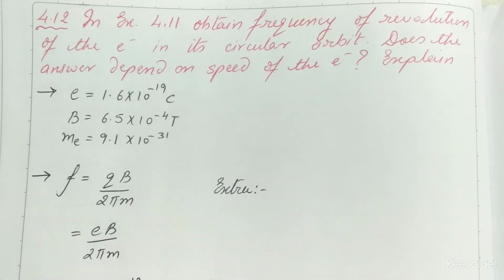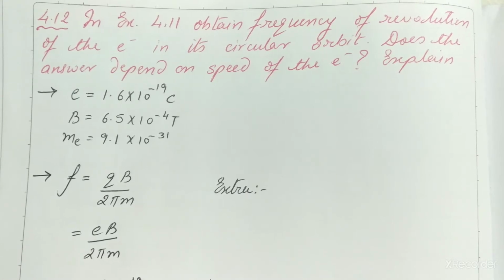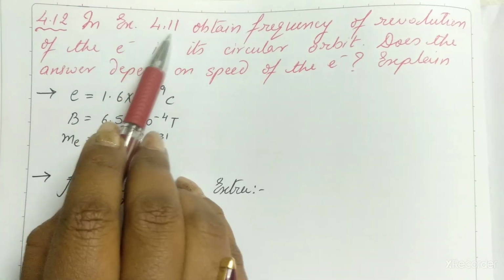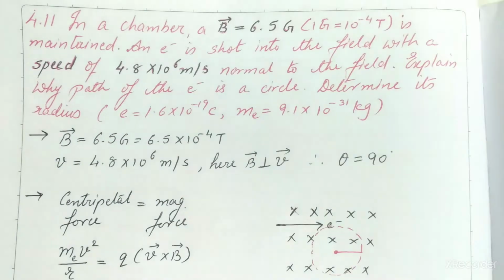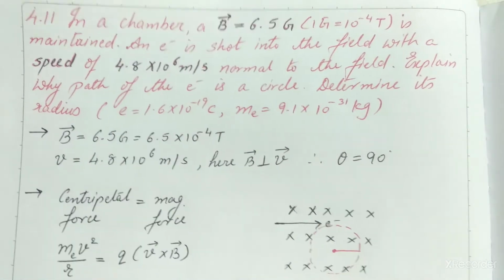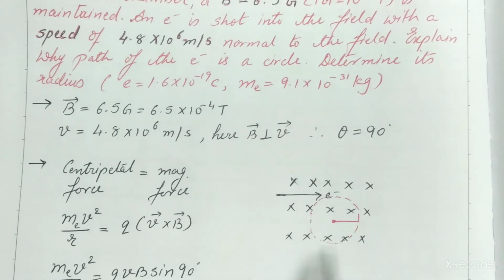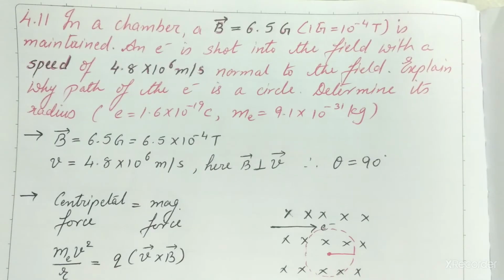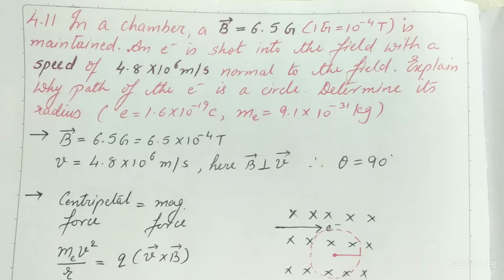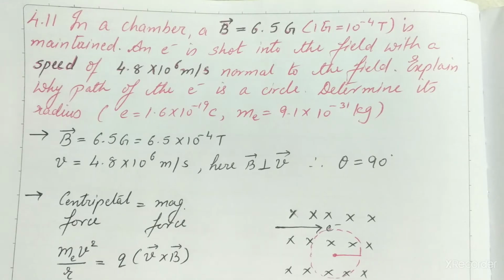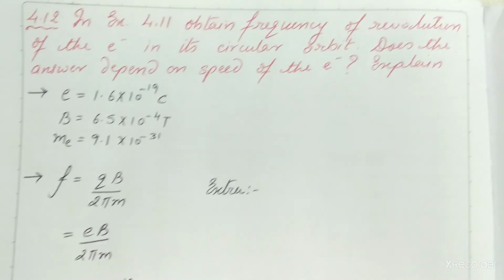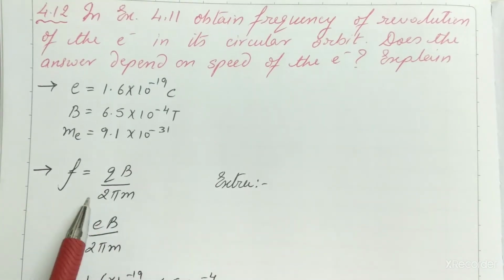In the next question, 4.12, they are telling you to obtain the frequency of revolution of the electron in the circular orbit. And you have to consider all the values from example 4.11. So in the same example, here you have to obtain the frequency of this revolution. This we have studied in topic 4.3, motion in a magnetic field. So the formula for frequency is this, and how we'll obtain this formula.